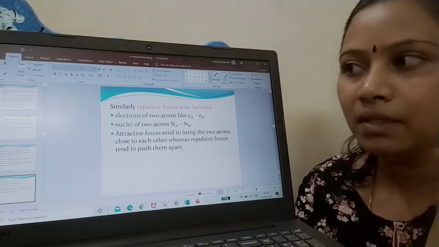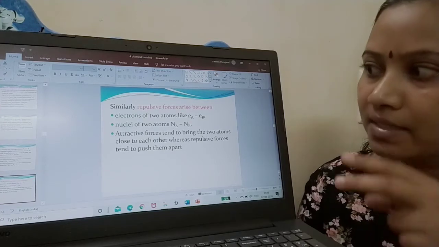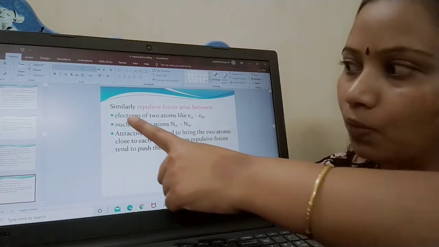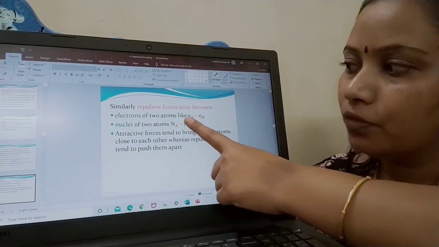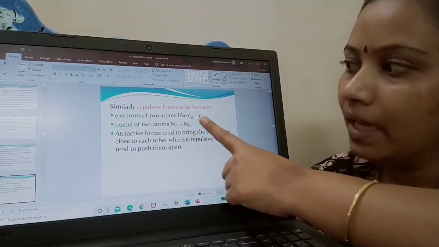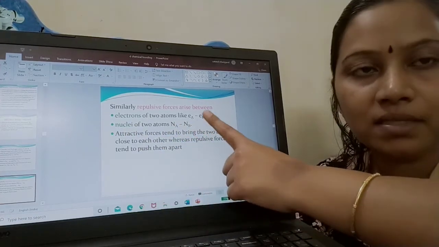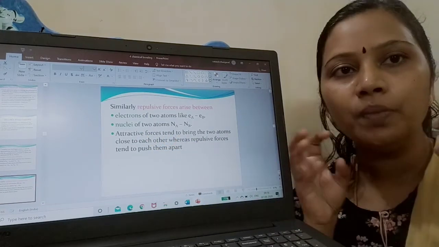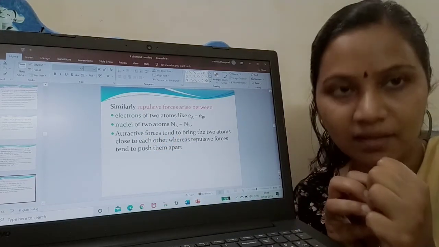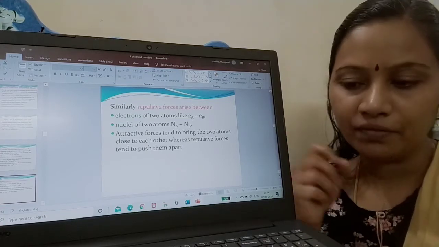Now repulsion. Repulsive forces arise in two cases: between the electrons of the two atoms, that is Ea and Eb, and between the nuclei of the two atoms, Na and Nb. These are repulsive forces. Attractive forces try to bring the two hydrogen atoms together, while repulsive forces try to push the two atoms apart from each other.